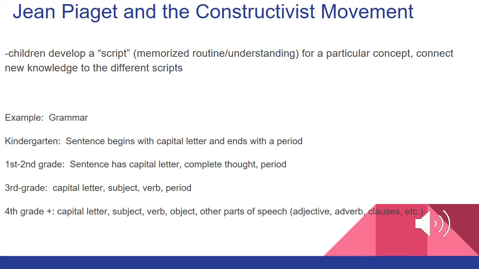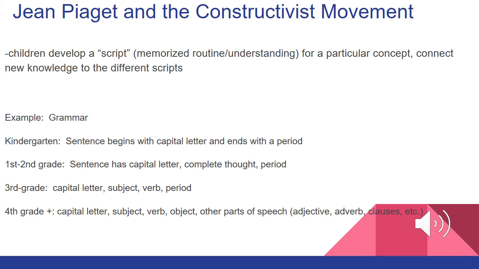So they automatically are doing that. But then they add to that knowledge by realizing a sentence also has a subject and a verb. So it has a subject, an object that does something, and it has a verb, the action. Finally, in fourth grade, students assimilate even further.